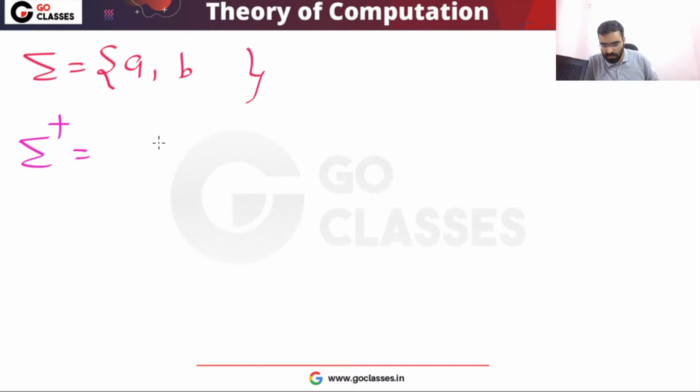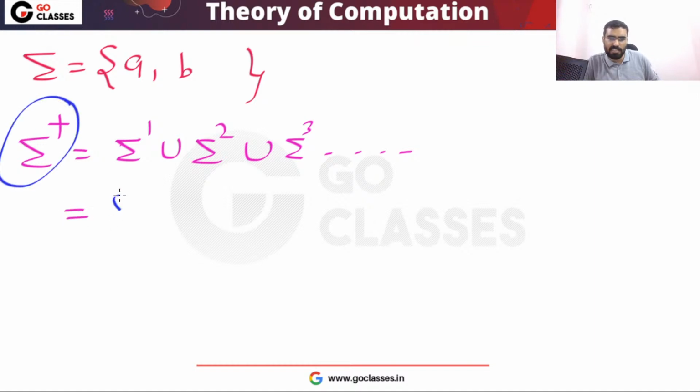Yes or no? So very simple. Sigma plus is sigma power 1 union sigma power 2 union sigma power 3 and so on. So what is sigma plus? If you notice, this is a set of all non-empty strings.